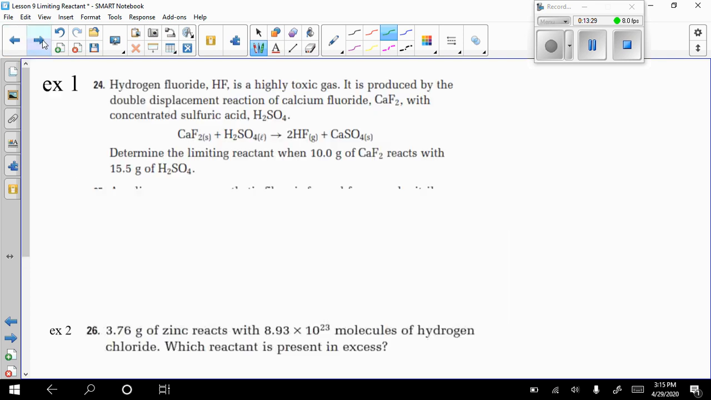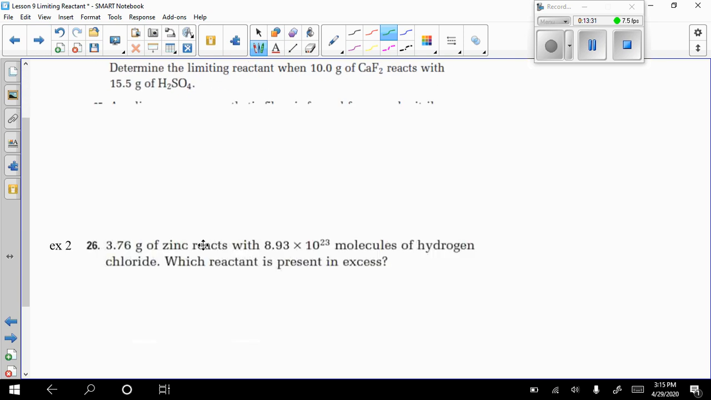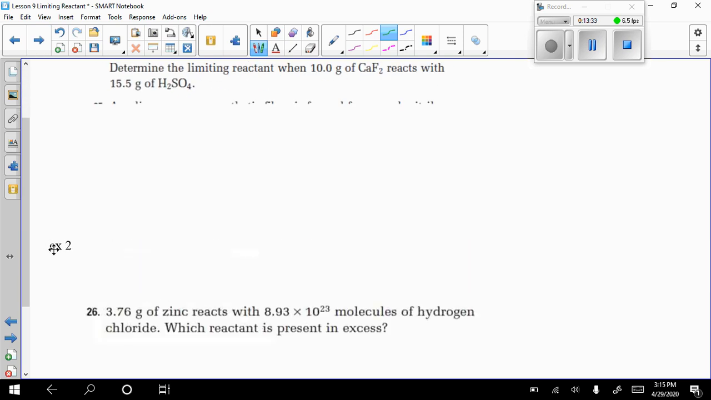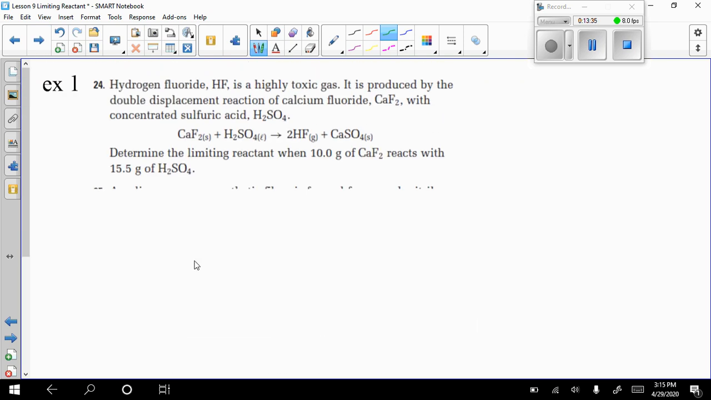Okay, let's try a few examples. These are very similar to homework questions that you'll be doing, and I tried to pick some hard ones. So this first one says, hydrogen fluoride is a highly toxic gas. It is produced by the double displacement reaction of calcium fluoride with concentrated sulfuric acid. Determine the limiting reactant when 10 grams of the calcium fluoride reacts with 15.5 grams of the sulfuric acid.